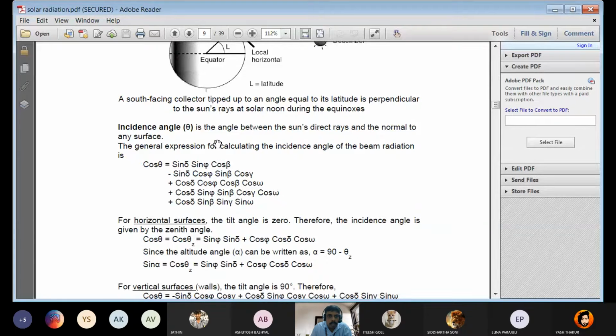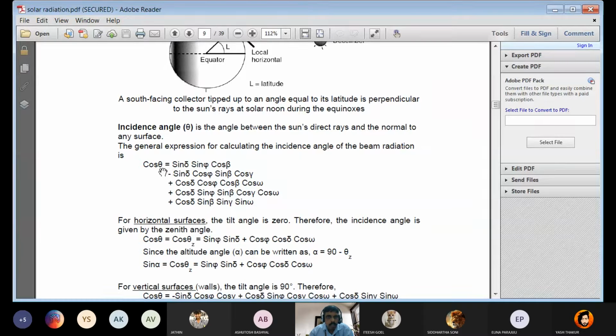Then the incident angle means the angle between the sun's direct rays and the normal to the surface. At what angle do the sun rays come and impinge on a surface on the earth? That is the incidence angle, between the normal to the surface and the sun's direct rays. So theta. This relation is there: cos theta is a function of declination angle, sine delta, sine phi, cos beta, a long relation, right? For a general, any surface. Okay, this is the relation.